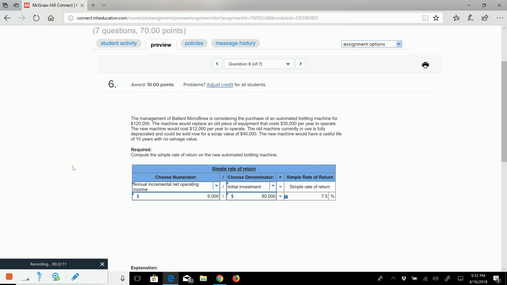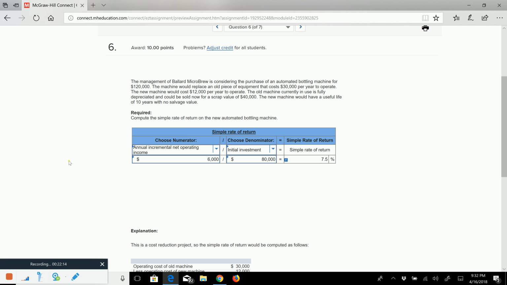So we need to compute what's known as the simple rate of return. The simple rate of return is a formula. The numerator is going to be the incremental net operating income, the additional net operating income, if you will. And that's accounting income, so we're not talking about just cash. We're talking about accounting income, divided by your denominator, which is going to be the initial investment.